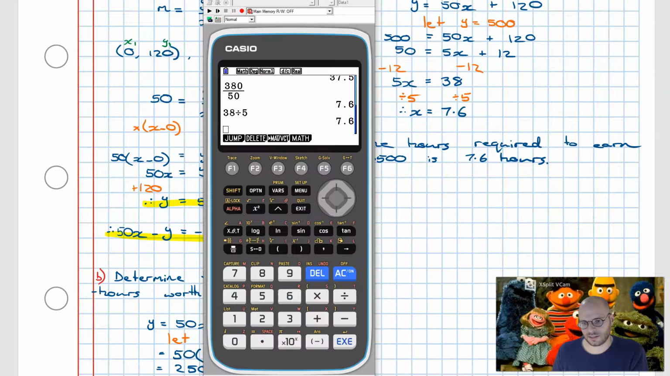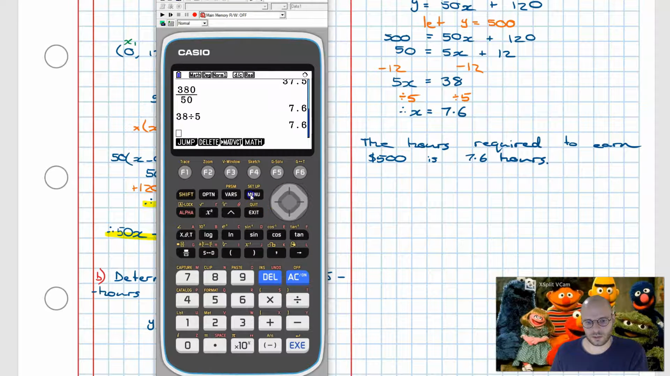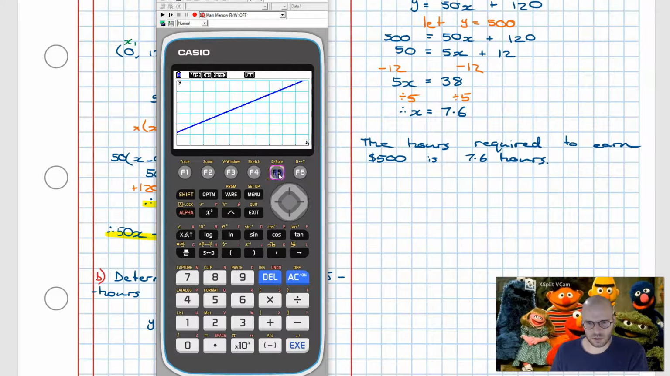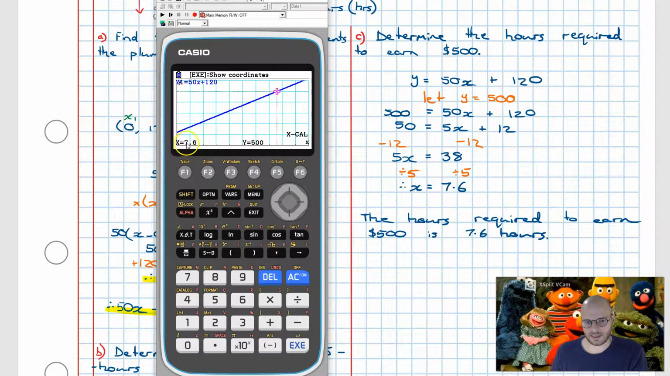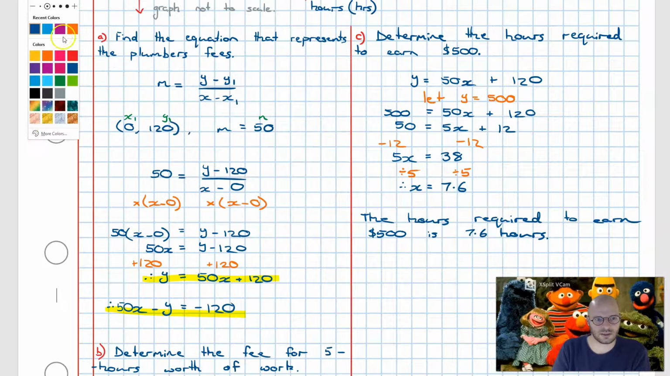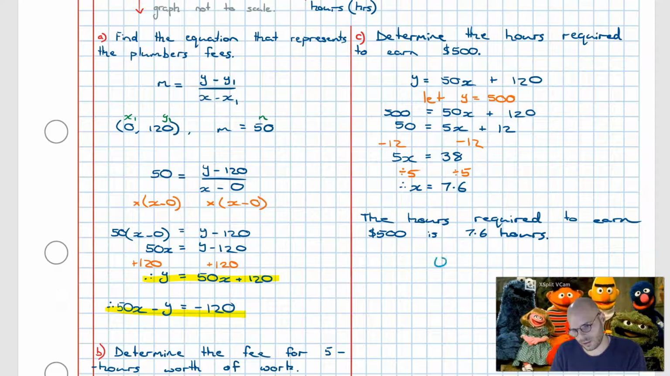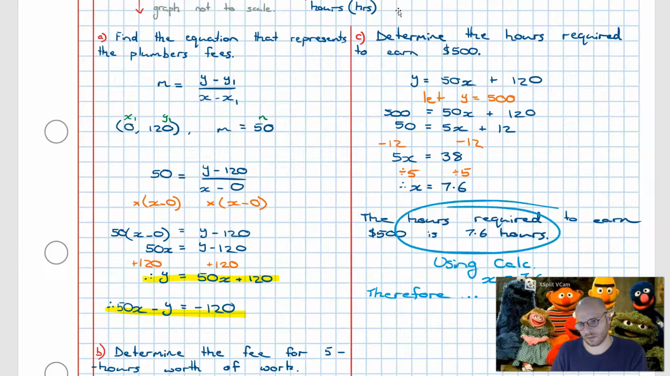Now once again, using our technology to solve this problem, we go back, we go to graphing, we graph our graph, and then we go to gsolve, across, over to, I believe it is xcal. Now putting in y value, so we're looking for a y value of 500, we observe that our x is at 7.6. So once again, to show that we're solving this problem, we write using calc. X is equal to 7.6. Therefore, blah blah blah, basically what we wrote over here again.